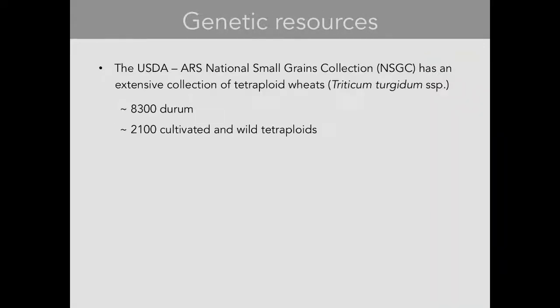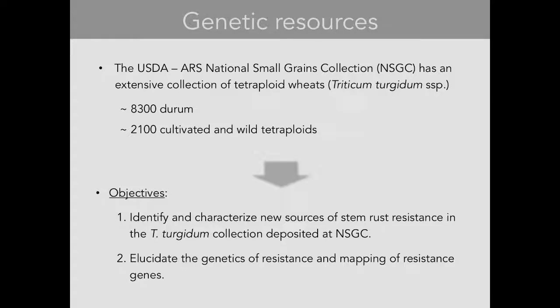At the National Small Grains Collection here in the United States, there is a large number of tetraploid wheats, and that includes about 8,300 durums and 2,100 other cultivated and wild tetraploids. And our objective here was to identify and characterize new sources of resistance in this entire turgidum collection and elucidate the genetics of resistance and mapping of resistance genes.